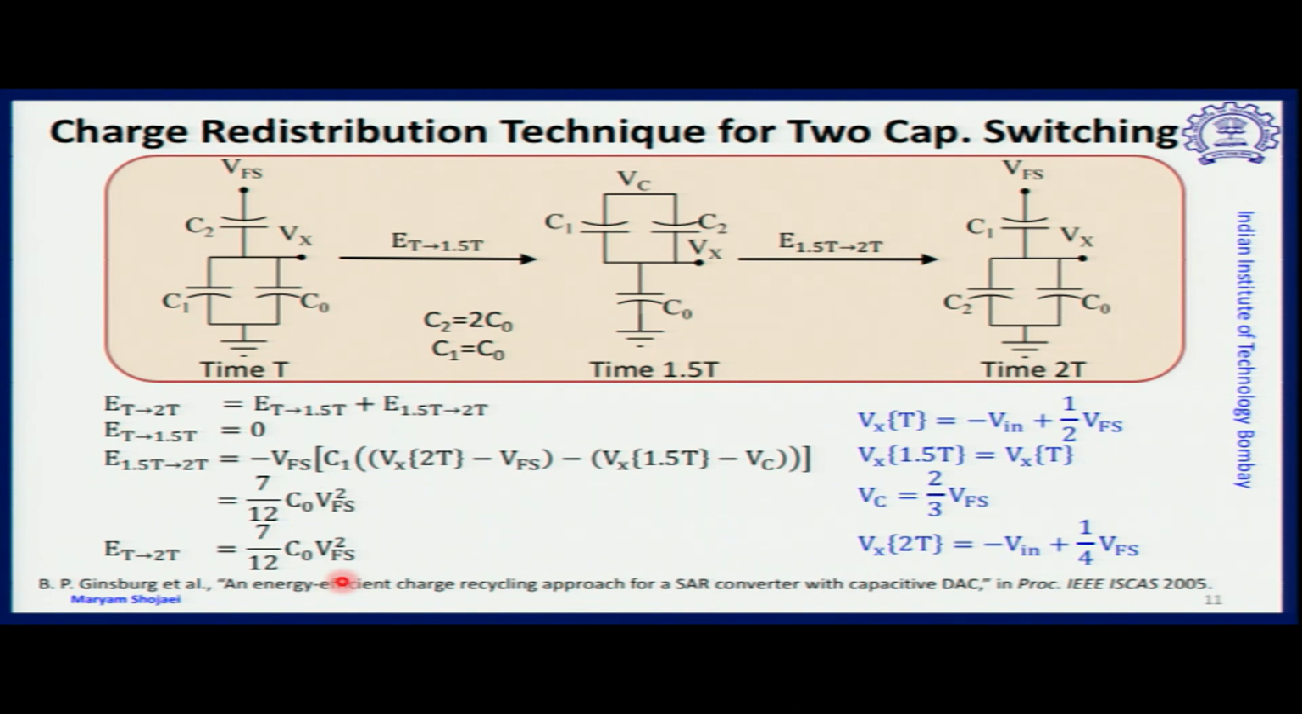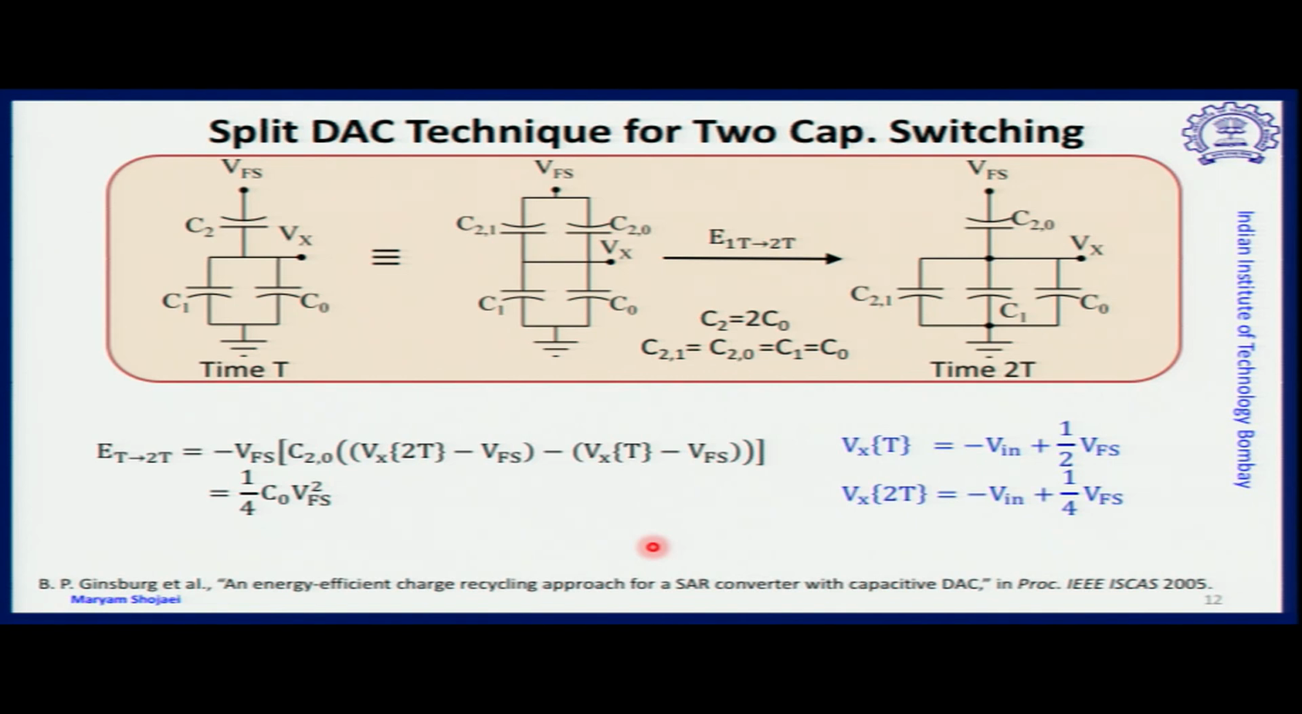Moving on to the next step: why not actually split the DAC itself? In the sense that we have a capacitor C2, which is 2C0. Why not split it into two capacitors? They are parallel capacitors anyway, but we do the switching for these two capacitors separately rather than considering both of them a part of C2. That's why C2 here is shown as a parallel combination of C2-1 and C2-0. The value of both of them is the same as C0.